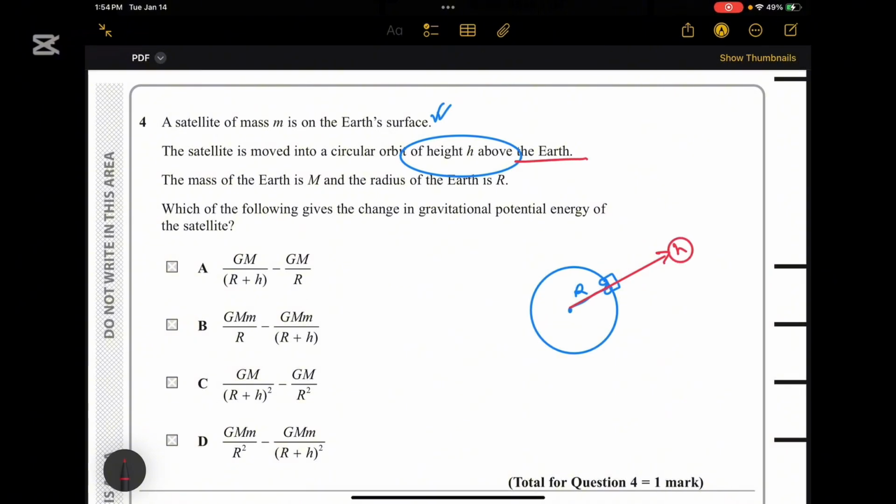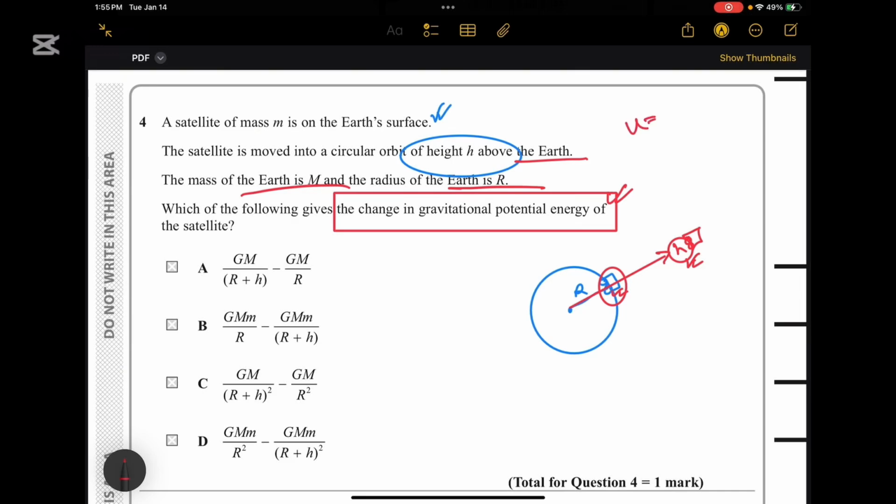The mass of the earth is M and the radius of the earth is r. Which of the following gives the change in gravitational potential energy of the satellite when it was moved from this position to this position? We know the formula of gravitational potential energy is U equals minus GMm by r. This is the formula, right?